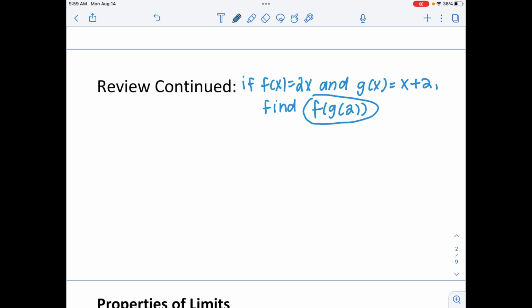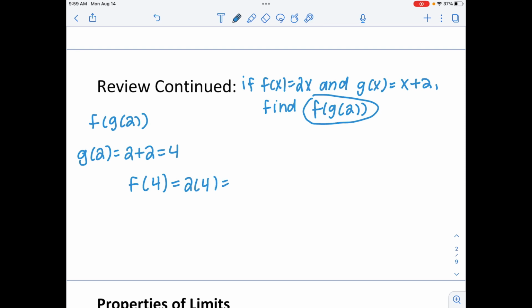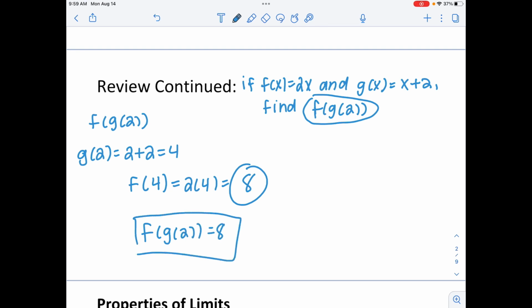What you'll do for this is start by finding the value of the inside function. So I'm going to start by finding what g of 2 is, and my function g of x is x plus 2. So I'm just going to input 2 for x, and I get that g of 2 equals 4. So I'm going to do f of 4 because that's what g of 2's value is, and then I will plug in 4 for x in the equation for f of x. So I'll do 2 times 4, and that equals 8. And so the answer to f of g of 2 is 8. And again, that is just some function notation practice.